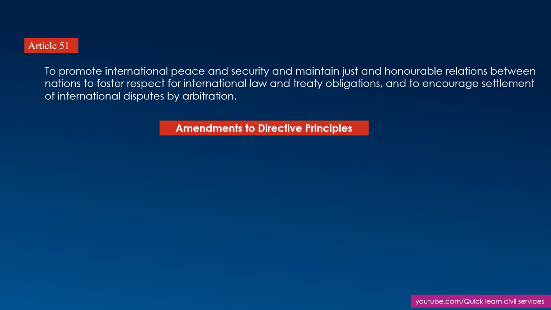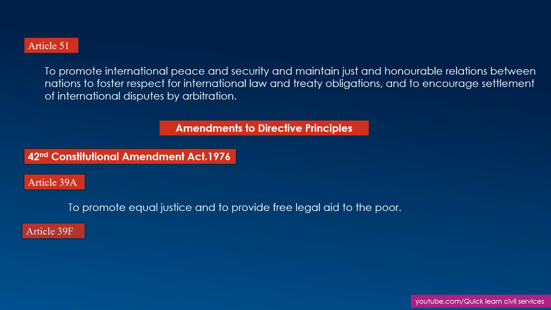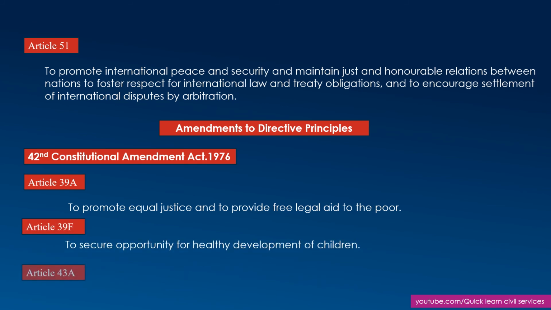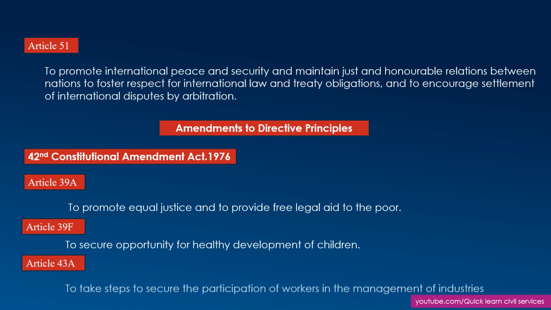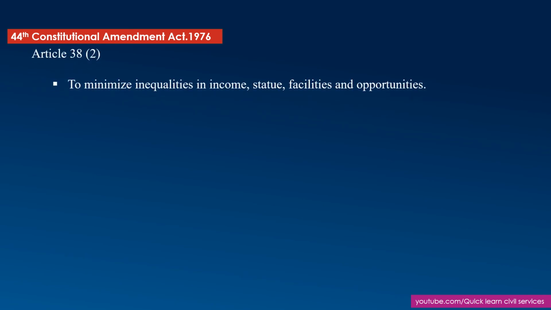Amendments to Directive Principles. 42nd Constitutional Amendment Act, 1976. Article 39A: to promote equal justice and to provide free legal aid to the poor. Article 39F: to secure opportunity for healthy development of children. Article 43A: to take steps to secure the participation of workers in the management of industries. 44th Constitutional Amendment Act, 1978. Article 38(2): to minimize inequalities in income, status, facilities and opportunities.